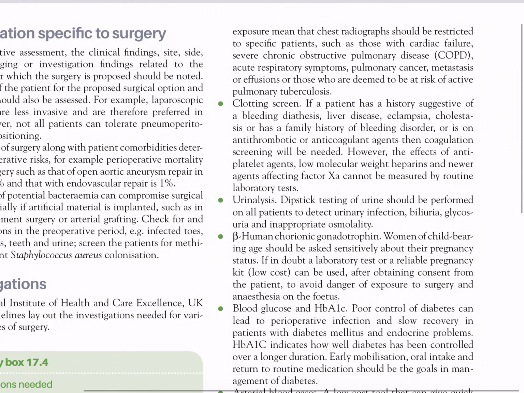Clotting screen. If a patient has a history suggestive of a bleeding diathesis, liver disease, eclampsia, cholestasis, or has a family history of bleeding disorder, or is on antithrombotic or anticoagulant agents, then coagulation screening will be needed. However, the effects of antiplatelet agents, low molecular weight heparins, and newer agents affecting factor Xa cannot be measured by routine laboratory tests.